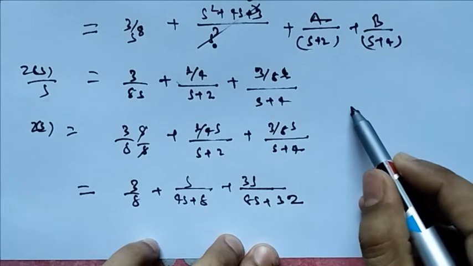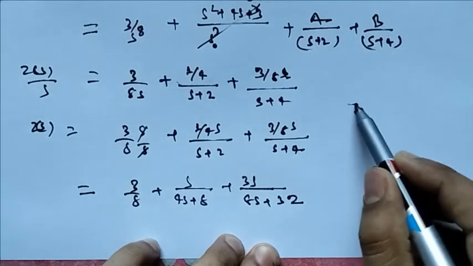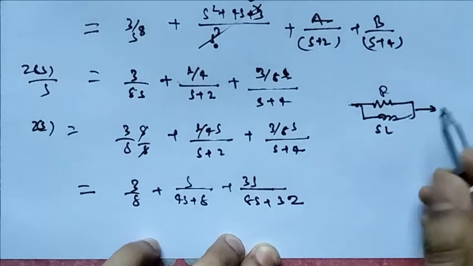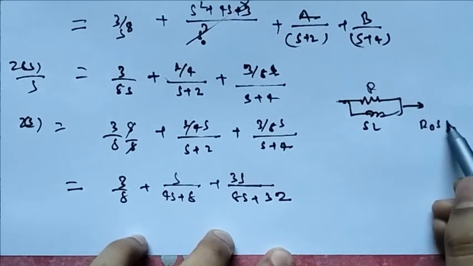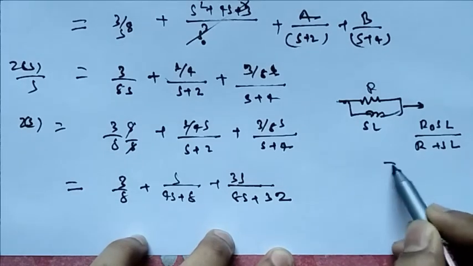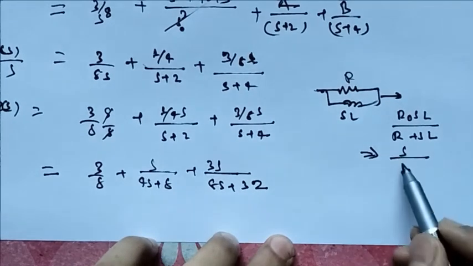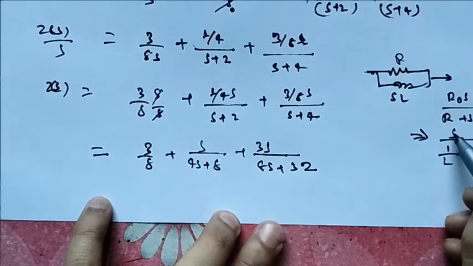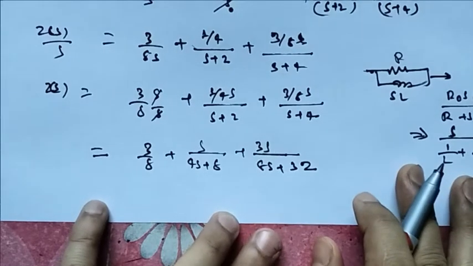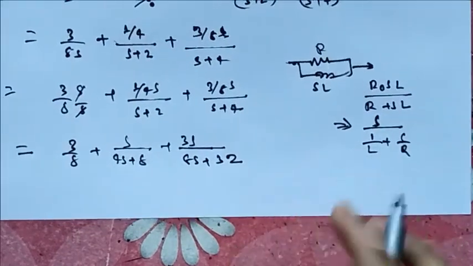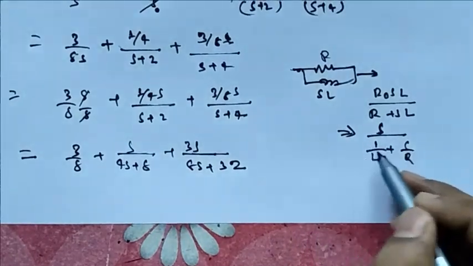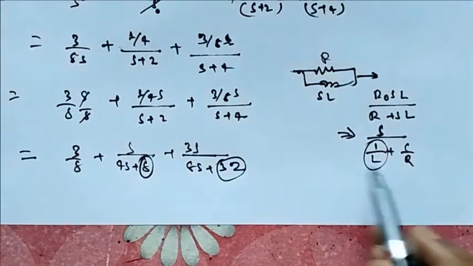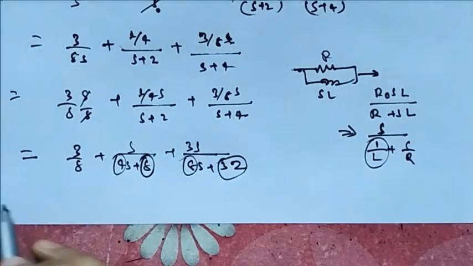Now we know that this is a series combination of parallel combination of R and L. So if this is your R and this is your sL, then if I take the parallel combination, R sL by R plus sL and dividing by RL, we are going to be left with 1 by R, s by R, and this will be your s term. And if I compare with this one, the first term, the 1 by L, this is 1 by L, and this is also your 1 by L, and this is your 1 by R, and this is your 1 by R.